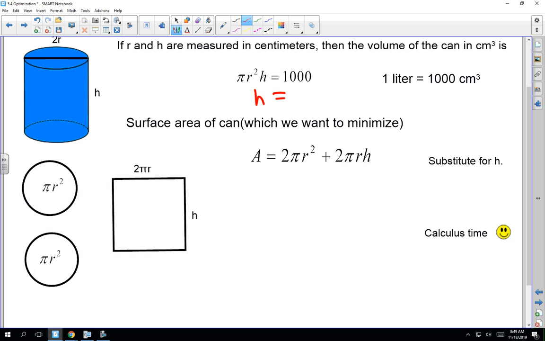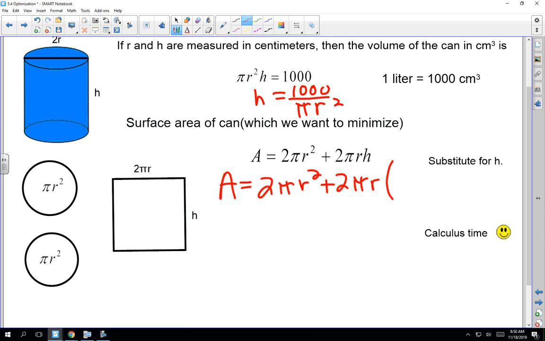It's h equals 1,000 divided by pi r squared. So 1,000 divided by pi r squared is going to go in for h in my surface area equation. So my new surface area equation is A equals 2 pi r squared plus 2 pi r, and then in place of h I've got 1,000 over pi r squared.